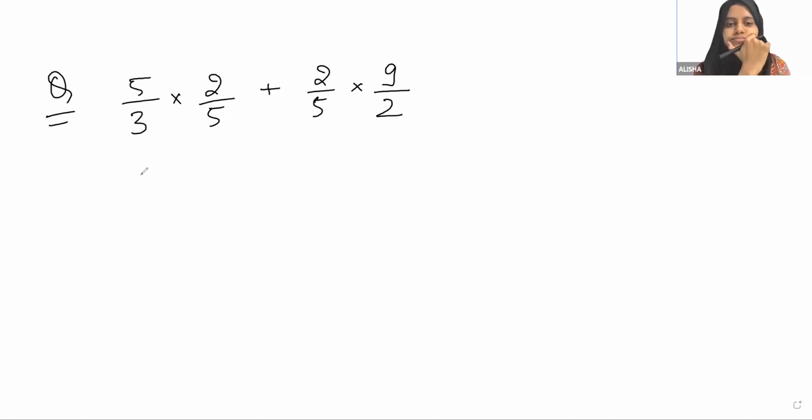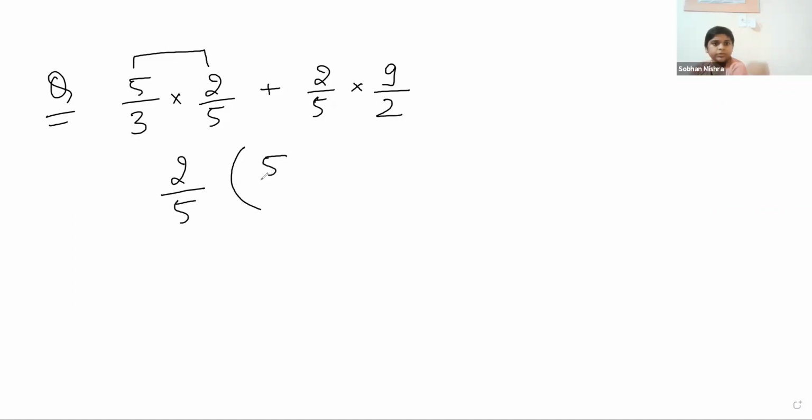What will you do? Are you finding anything common? Yes, the 2 by 5. 2 by 5 is common in both. So if I write 2 by 5 here and I start a bracket, what am I left with in this part if I write 2 by 5 outside the bracket? 5 by 3, and nothing after multiplication. Only 5 by 3 is left.